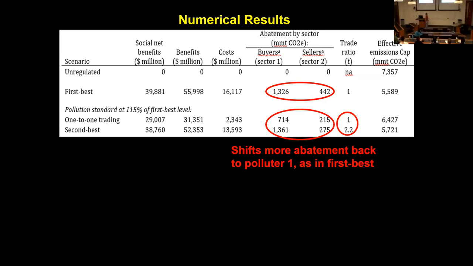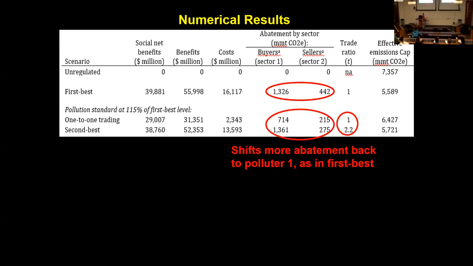Now we asked, what happens if you had a standard at 115% of that first best level? So we just increased it a bit more. What if we're regulating, but we're not quite at the efficient level? If we have one-to-one trading, which is the traditional market, our social net benefits go down from 39 billion to 29 billion, a considerable drop. That's roughly 25%. You can see the abatement for the low cost and the sellers falls by about half, and total emissions are about 6,400. So we're about midway between these two values in terms of overall emissions.